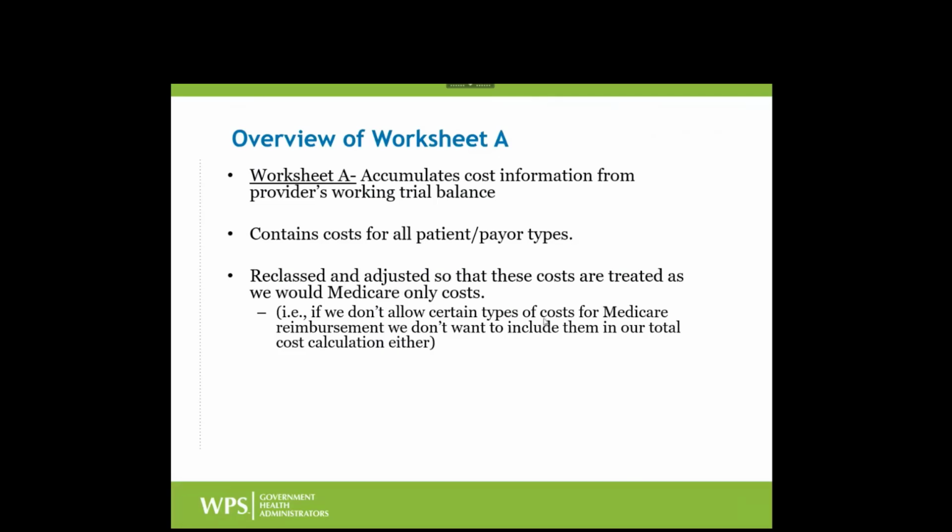There are certain things that are just not allowed for Medicare, even though they were on your working trial balance. And there are other things that might not have been on your working trial balance, but are allowable costs. Home office would be a good example of it. You might not have had that on your general ledger, but it's a cost that is allowable for Medicare and it can be added in.